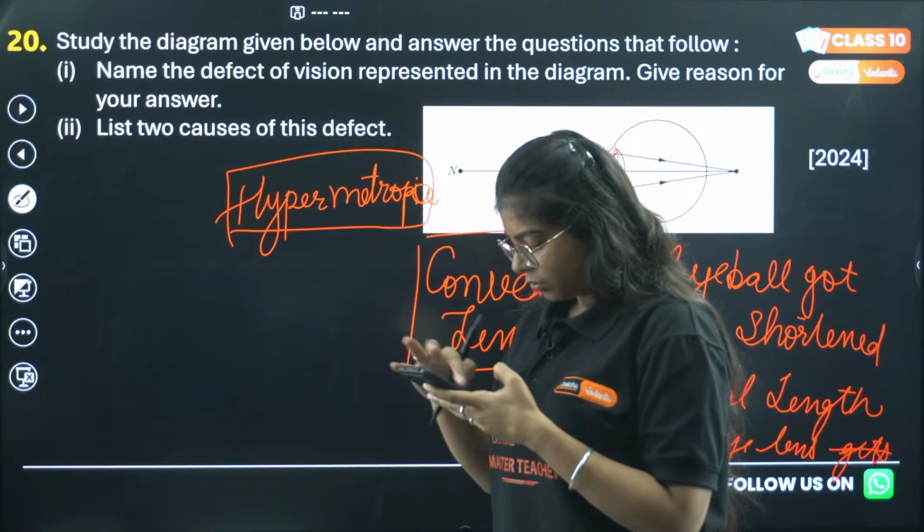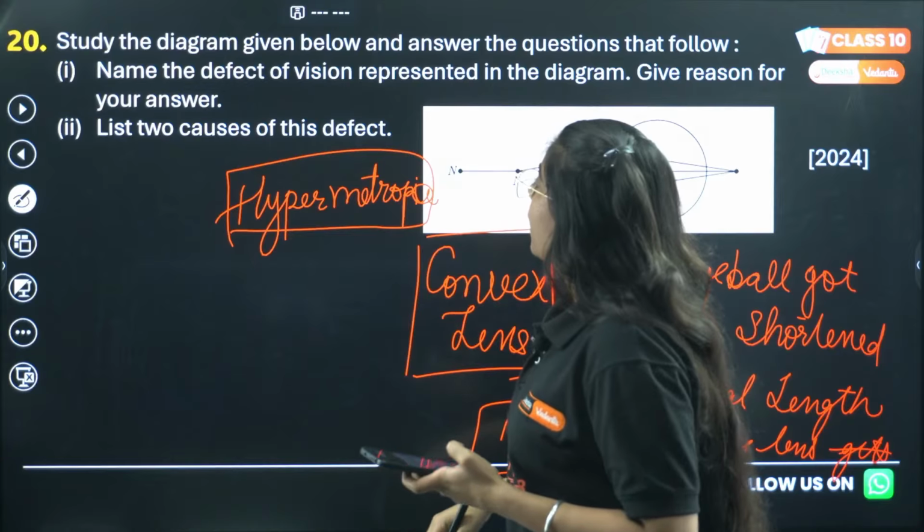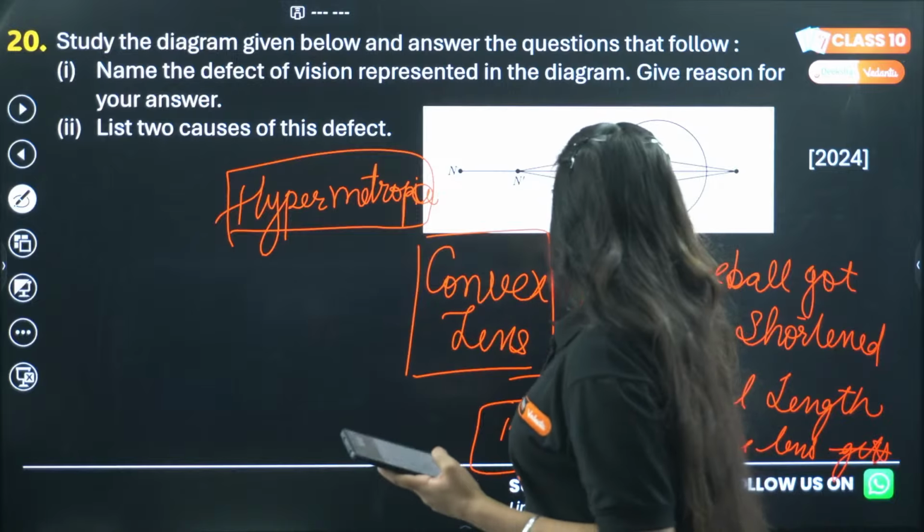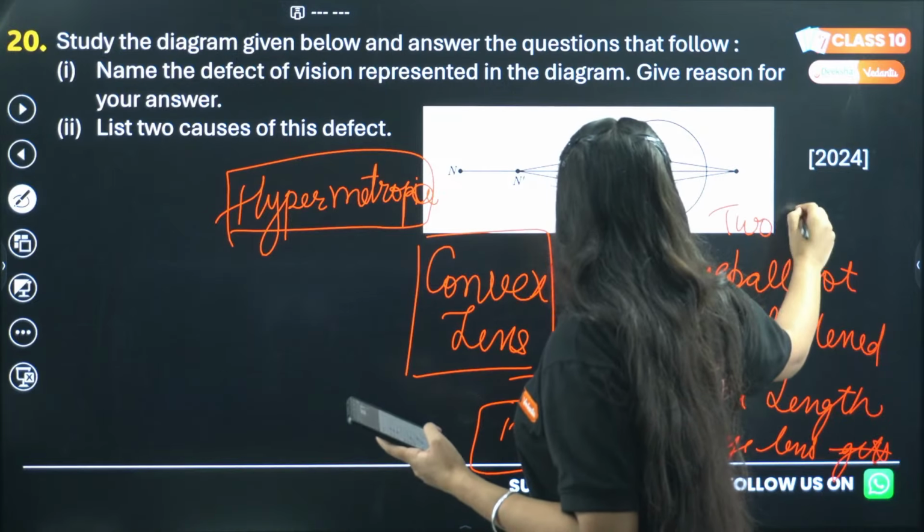Okay, list 2 causes of this defect. These are the 2 causes of this defect.